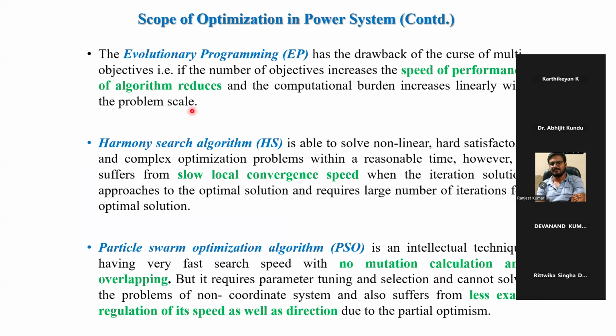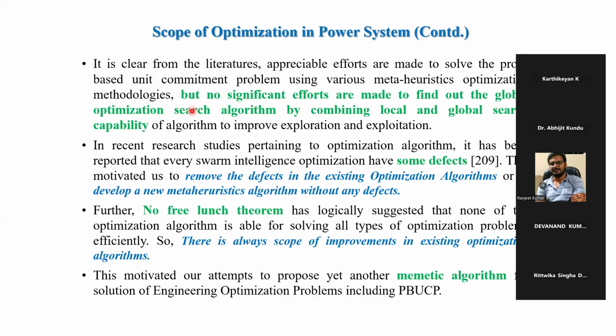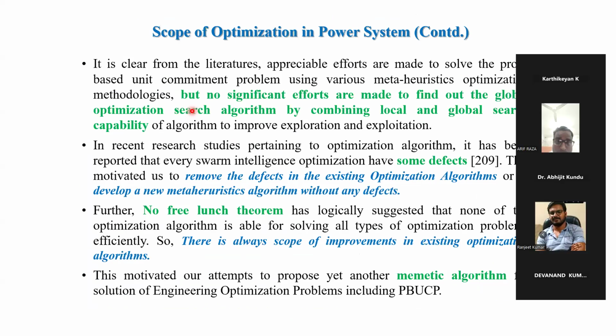And what is the scope of optimization in the power system? We can see easily here. There are several types of optimization, like harmony search optimization, particle swarm optimization, bat-inspired algorithm, artificial bee colony algorithm, and there are several other types. But there is always scope for improvement in existing optimization algorithms.